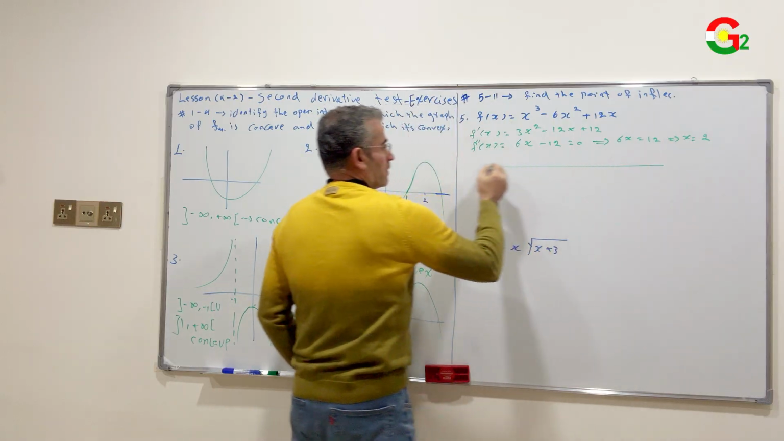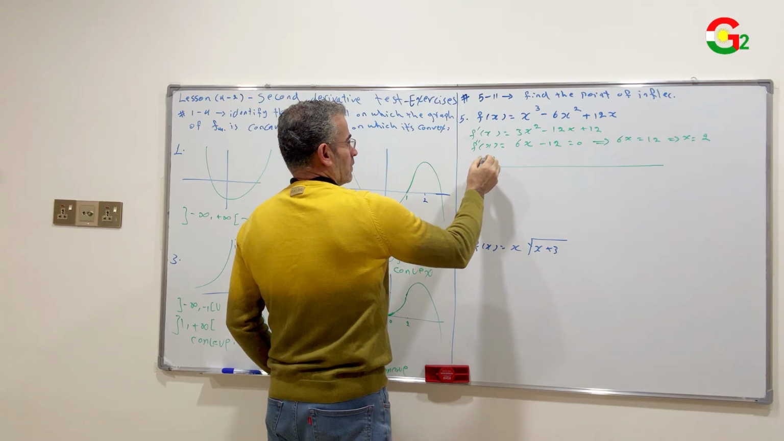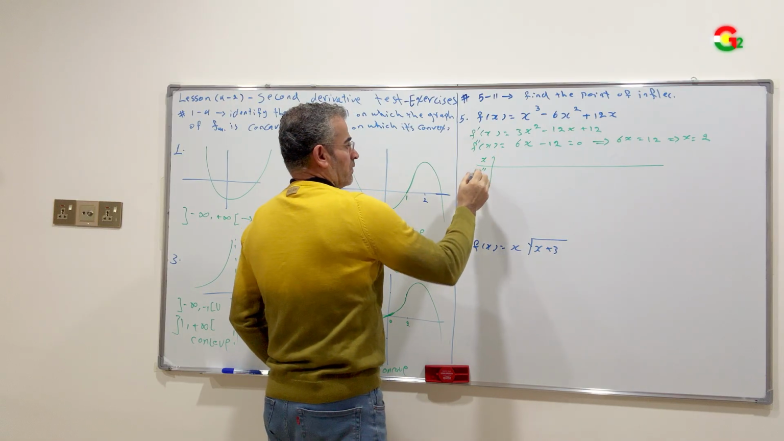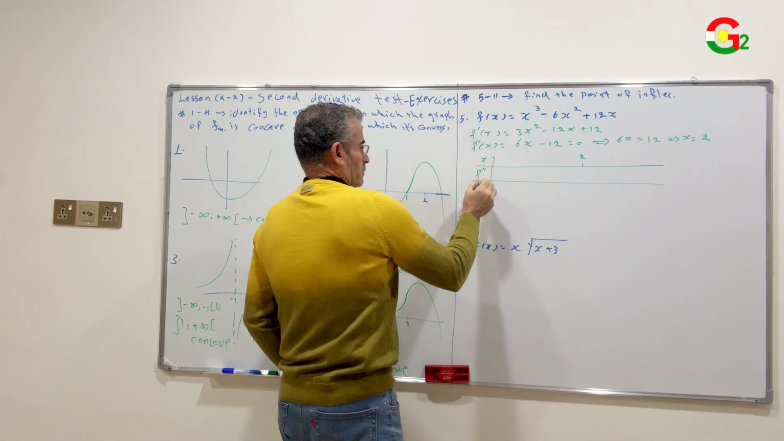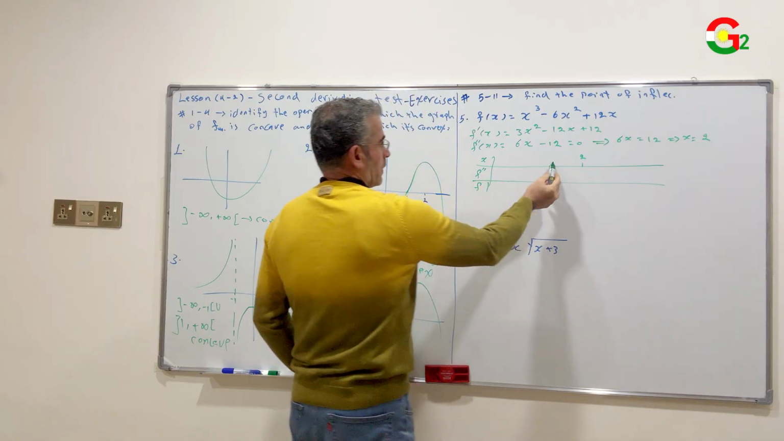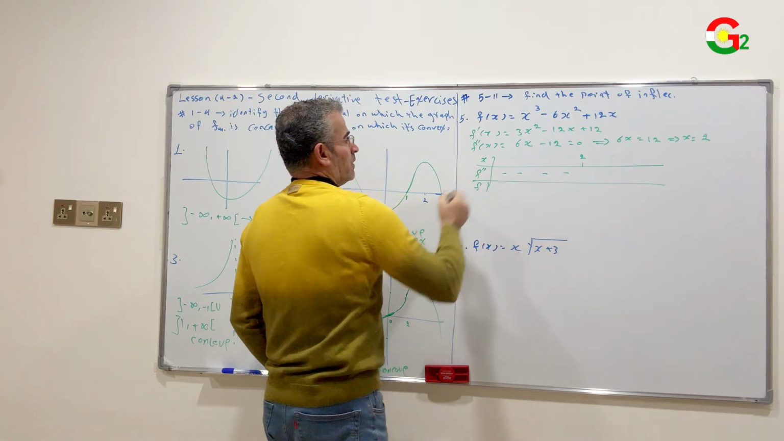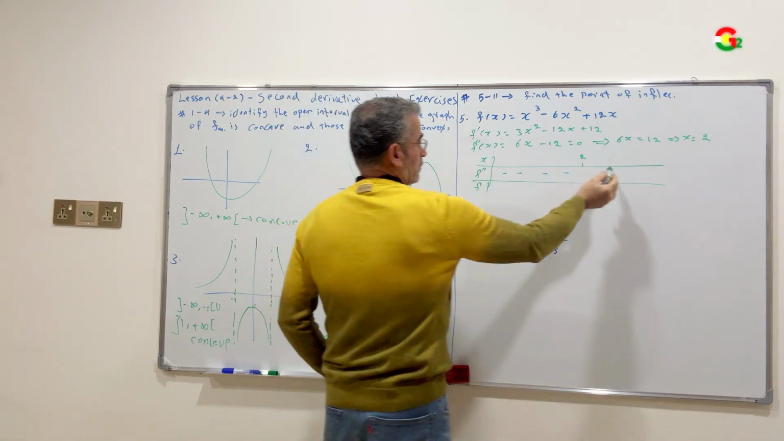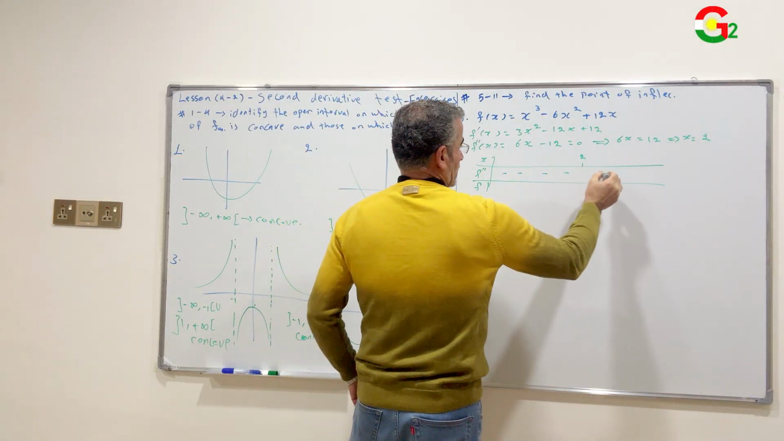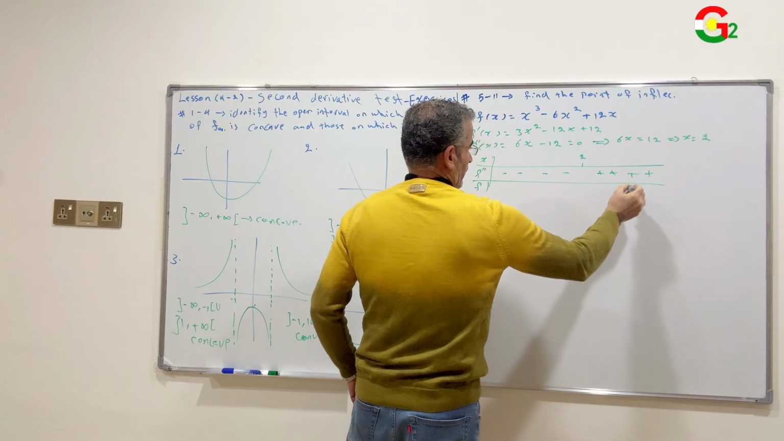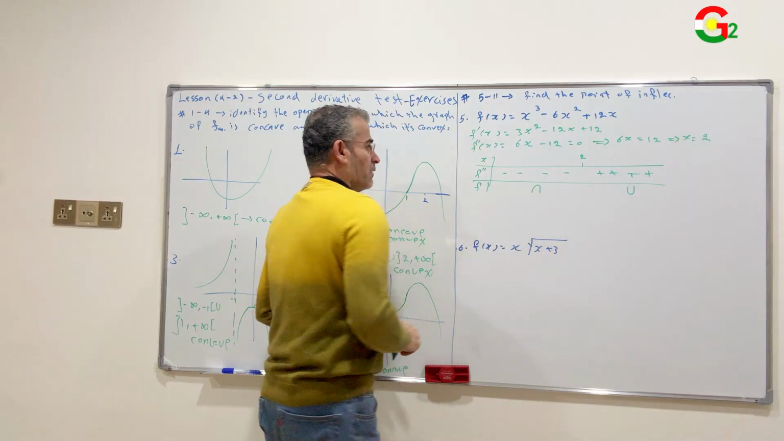Let us check this point, if it is an inflection or not. Find the sign of the second derivative before and after 2. Before 2, we take 1. 6 times 1, 6 minus 12. The second derivative is negative. After 2, take 3. 6 times 3, 18 minus 12, 6. It is positive. Therefore, this is the interval of concave, and this is the interval of convex.